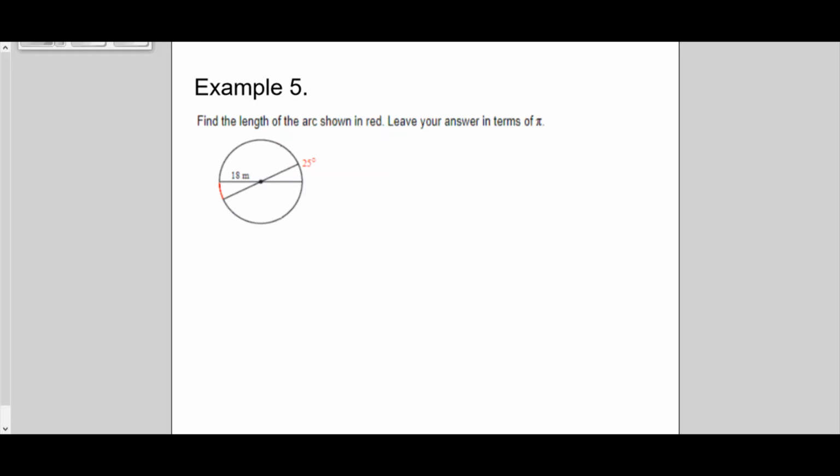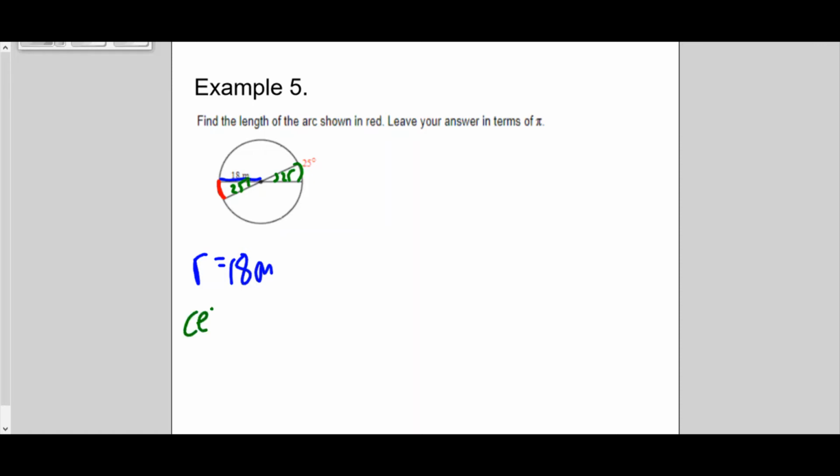Example 5, find the arc length of the arc shown in red. Leave your answer in terms of pi. So here's the arc that we're trying to find, this one right here. So let's identify what we're given. We know that this length here is 18. This is a radius because it doesn't go all the way across the circle. So this is 18 meters for my radius. Then I also know that this arc here is 25, which means this angle is 25. But using our properties of angles again, we can say that these are vertical angles, so this is 25 degrees. So I know my angle is 25 degrees.